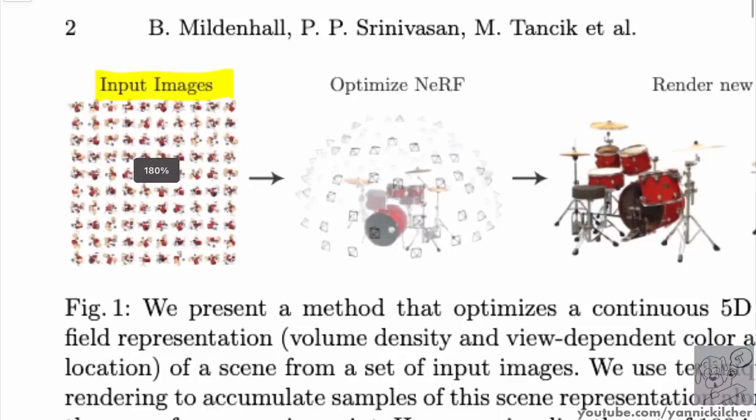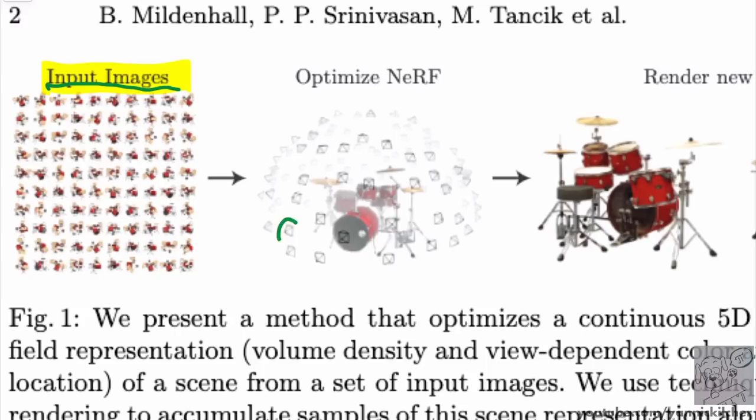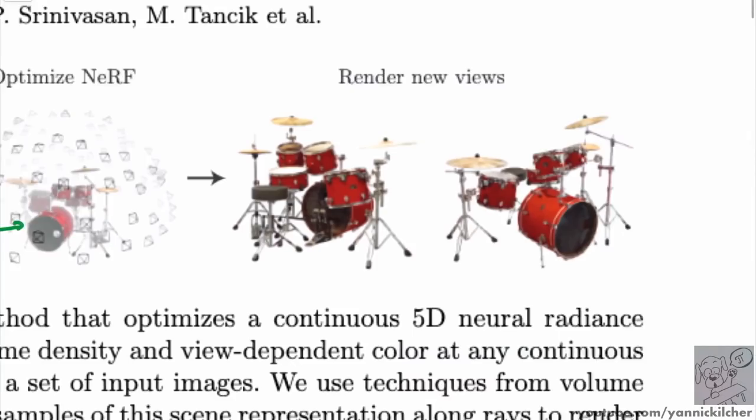You get a set of input images right here. You want to find out where they're taken from. So for each input image, you need to determine where was the camera and in which direction did it look. This is a known problem. All these classic structure from motion, SLAM, and so on, they need to determine the camera positions from the pictures. And that's a thing you can take from existing research. And then you want to render the new views.